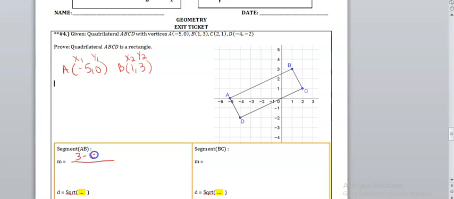So 3 minus 0 on top, those are the y's. And then 1 minus -5. The top is 3, and the bottom is 1 minus -5, so it's the keep change flip rule. When you subtract negatives, you're changing the operation and the sign. So it's actually 1 plus 5, which is 6. Simplify that further, that's simply a half.